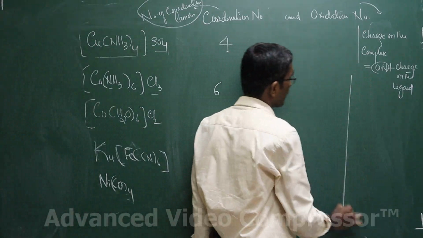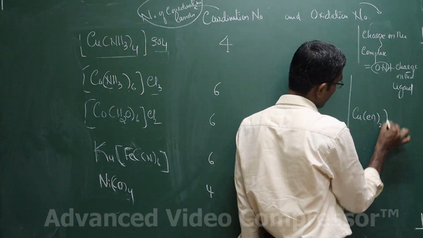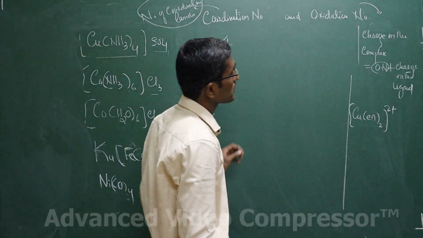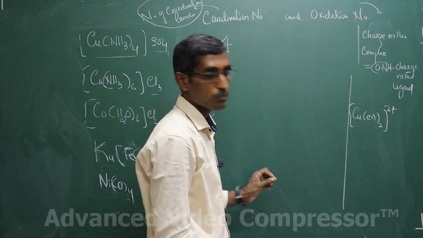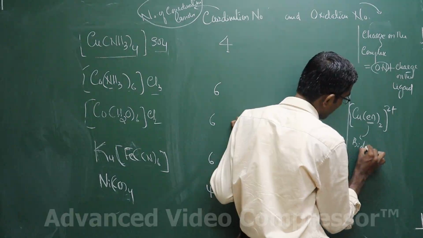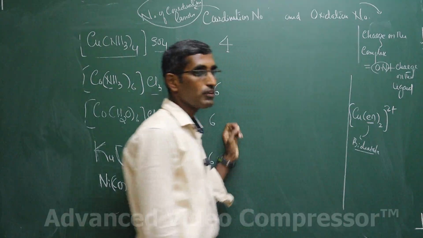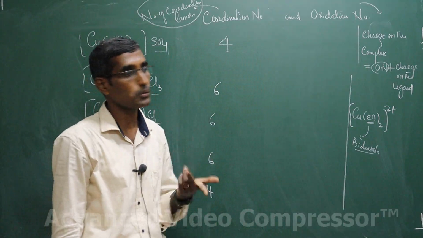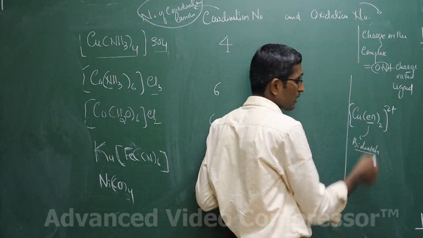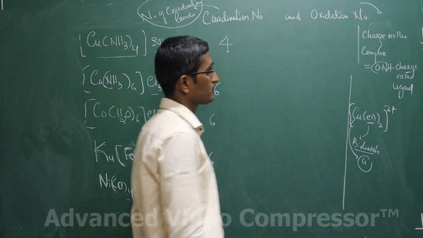For instance, if they had given Cu(en) twice, en means ethylene diamine, student. This is the complex ion you have. So what is the coordination number of this particular complex? Just check, ethylene diamine is a bidentate ligand. A bidentate ligand is the one which makes 2 bonds. 2 ligands we have, so it will be making 4 bonds with the central metal ion, right? That means we have 4 coordination bonds, or the coordination number of the complex is 4.